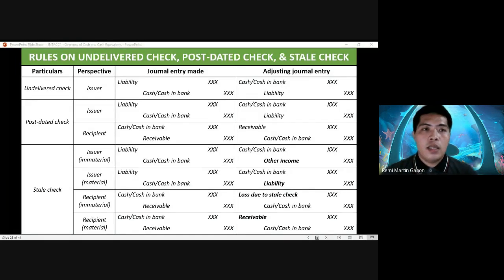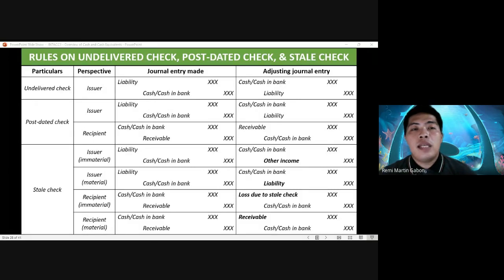Ayan. So for undelivered check, always take note, we only have one perspective. Issuer. So on the part of the issuer, we are paying an obligation, therefore a liability. Since it is drawn and recorded but not delivered, when we record, we debit liability account and credit cash or cash in bank depending on the policy of the entity on what account is available for cash. It is either cash or cash in bank.